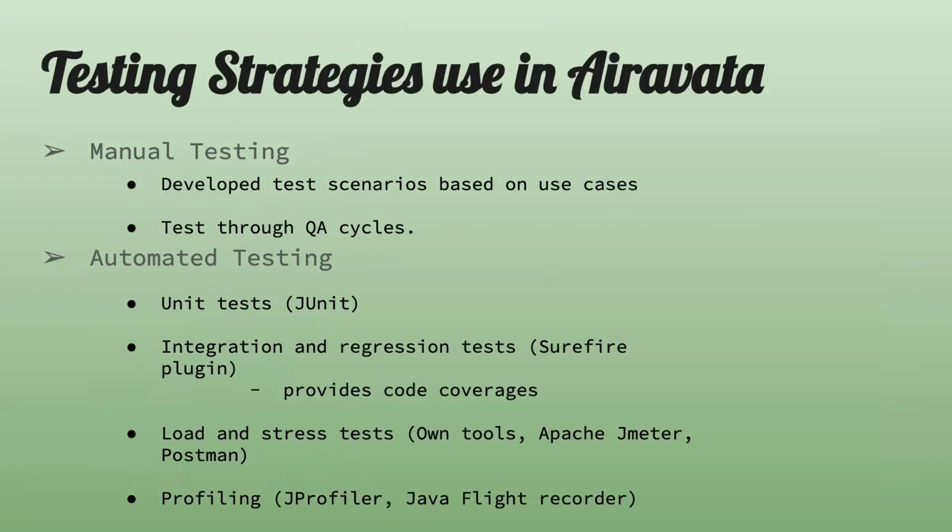So next is testing strategies that we use in Irawate software development. Basically we do manual testing. Once a developer develops a software service or function, we need to develop the unit test. There are some libraries like JUnit, and you need to develop the integration test. Integration test means it simulates an end-to-end scenario.